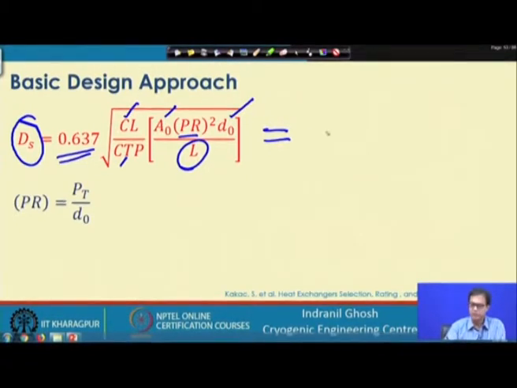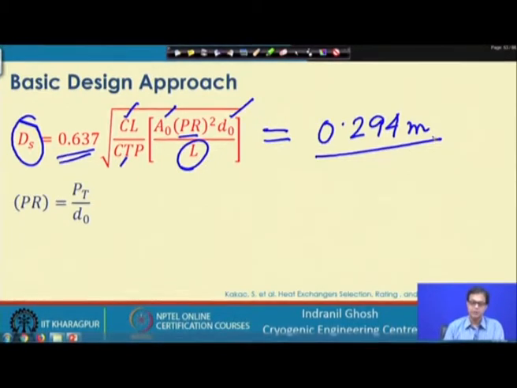So, the diameter of the shell is coming to be 0.294 if we put all the values. So, now we know the diameter of the shell. This is also known already, it is 1.25, we have said about it.